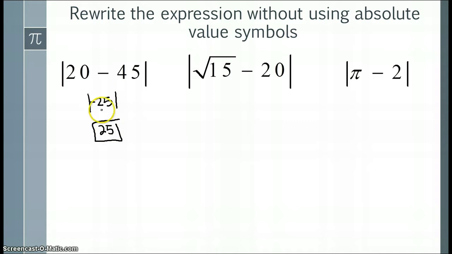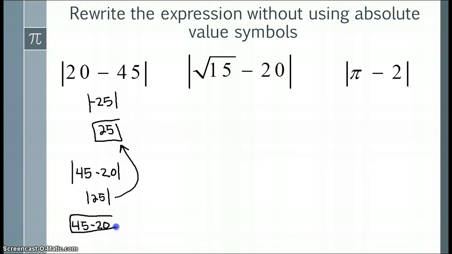If I want to get 25 without having to write the absolute value bars, I could switch my numbers to say 45 minus 20. Then the absolute value bars wouldn't have mattered because it would still just be the absolute value of 25, which would go back to this. So if your first number is smaller, to get rid of the absolute values, you just switch them. Our answer is just going to be 45 minus 20, which is the same thing without the absolute value bar.